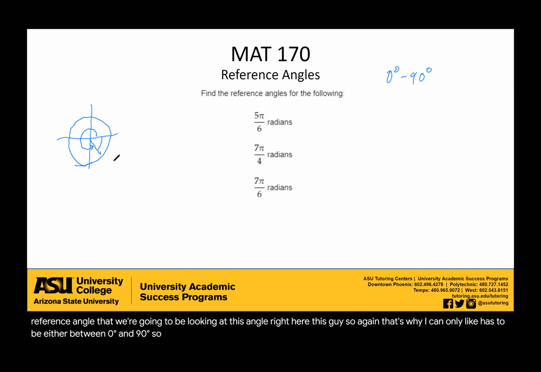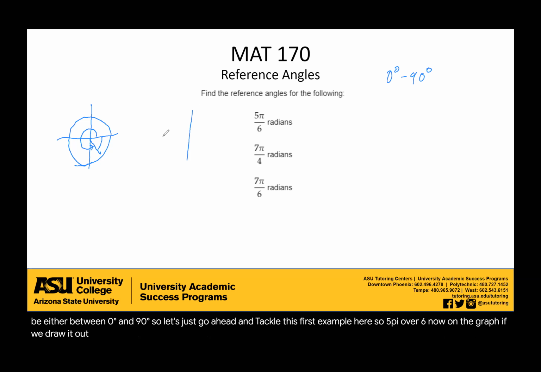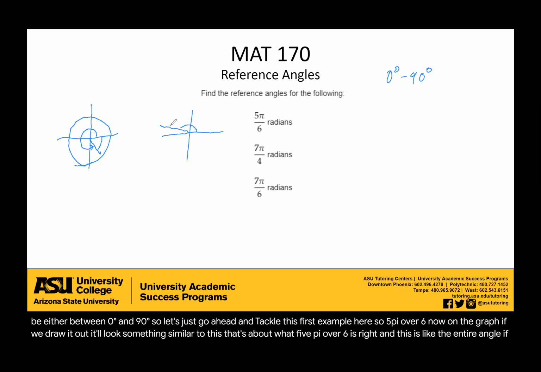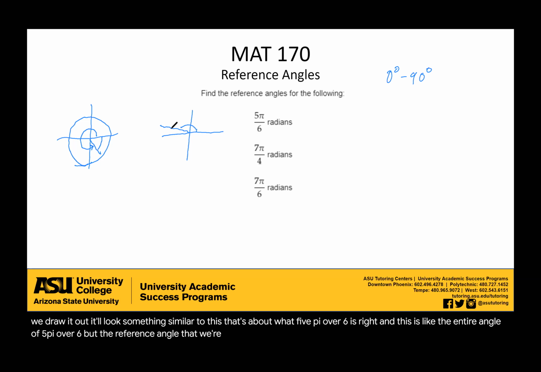So let's tackle this first example here: 5 pi over 6. On the graph, if we draw it out, it'll look something similar to this. That's about what 5 pi over 6 is, and this is the entire angle of 5 pi over 6. But the reference angle that we're looking for is this one right here.